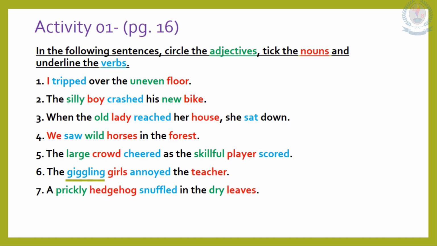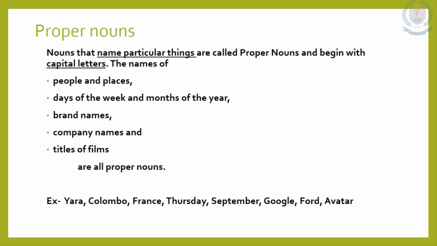The lazy man was sleeping under the tall tree. Lazy man is adjective noun. Sleeping is your verb. And tall tree is your adjective noun once again. So under, can anyone tell me what under is? Under is your preposition, right? We are not asked to mark our prepositions, so we are not going to mark them.